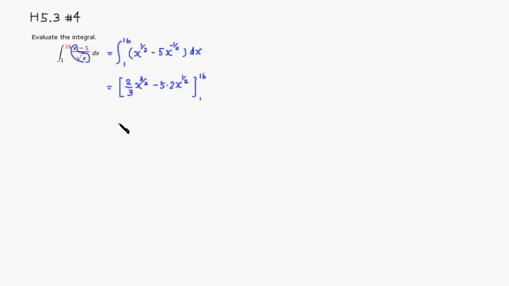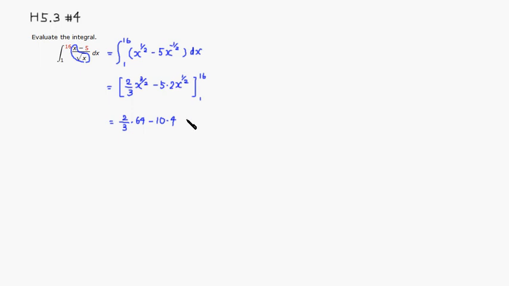Then just plug in, top number first. It's going to be 2/3 times 16 to the 1/2 power, and the square root of 16 is 4. Then you raise it to the third power, so 4 times 4 is 16, 16 times 4 is 64, so you have 64 here. Minus, so 5 times 2 is 10, times 16 to the 1/2 power, so the square root of 16 is 4 again.